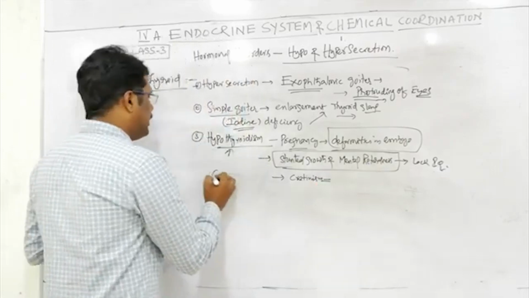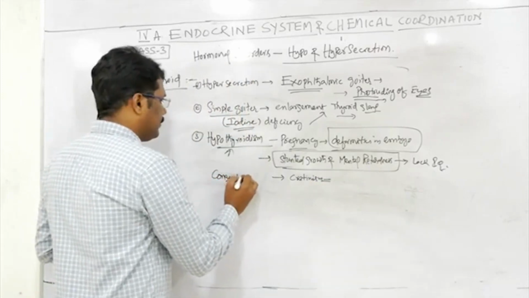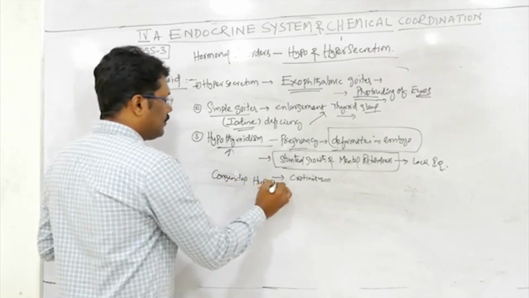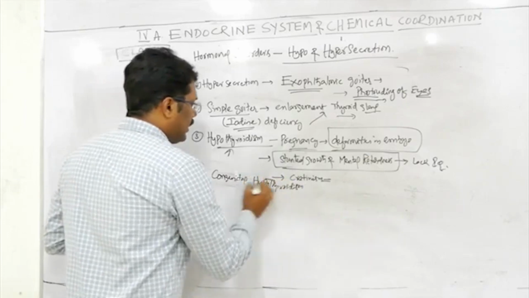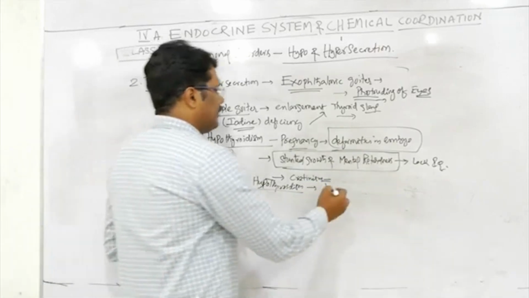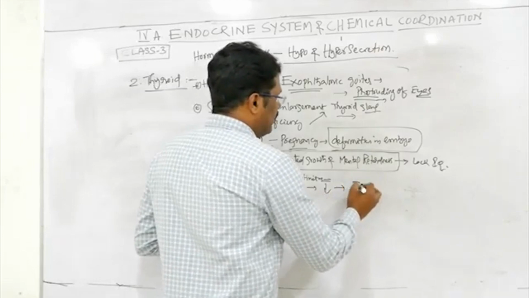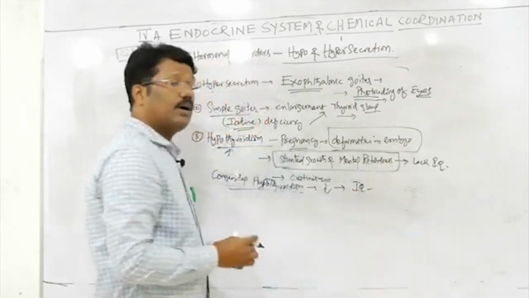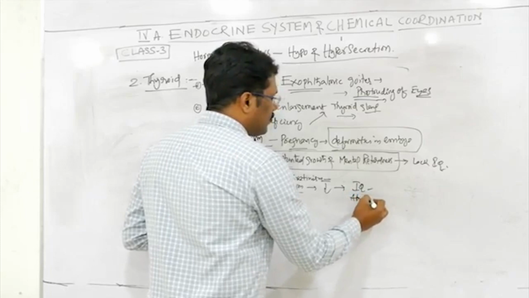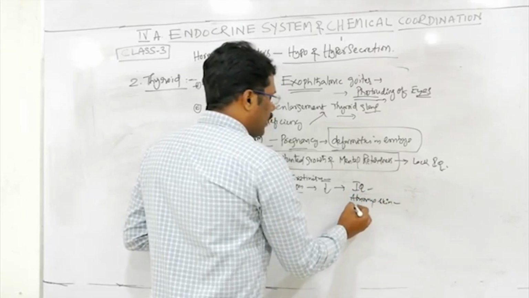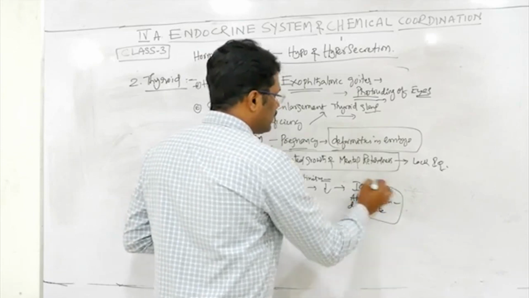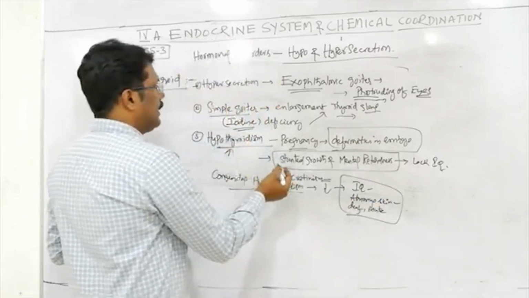Cretinism means congenital hypothyroidism. That means the thyroxine is released in very low amounts from birth itself, so it leads to low IQ levels, mental retardedness or stunted growth, and abnormal skin, and it also leads to deafness or mute. So all these are characteristics of cretinism.